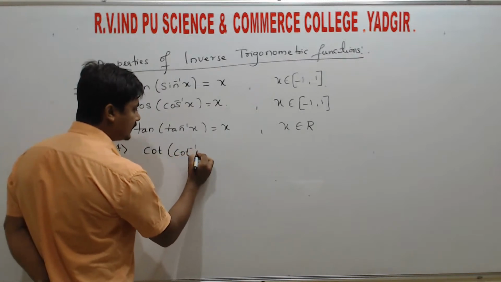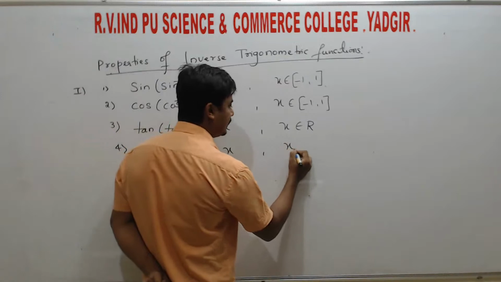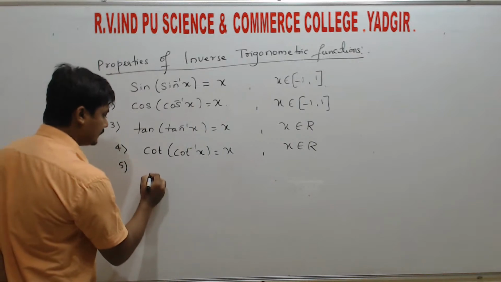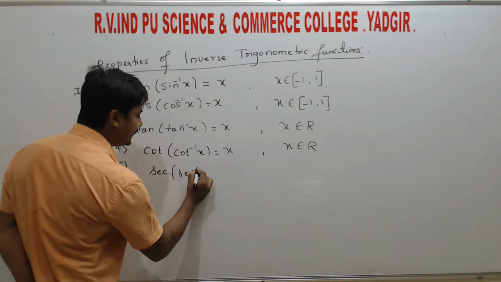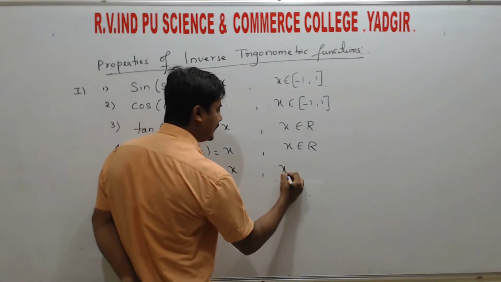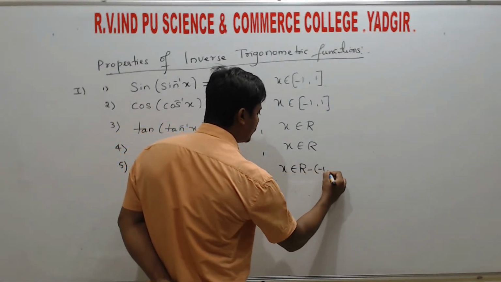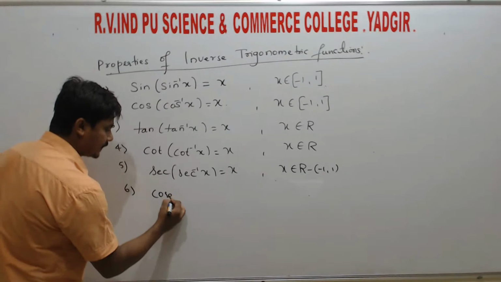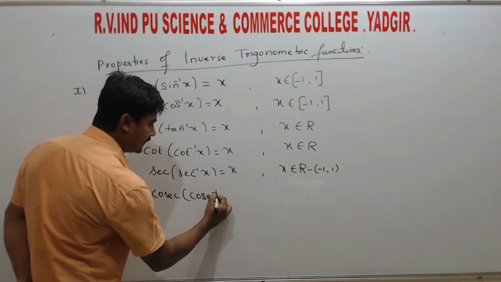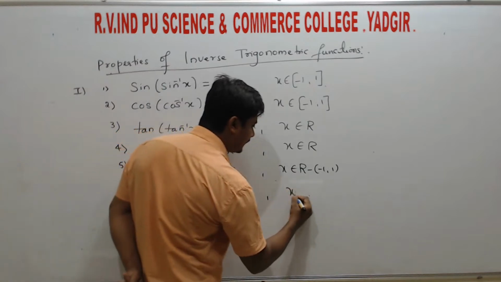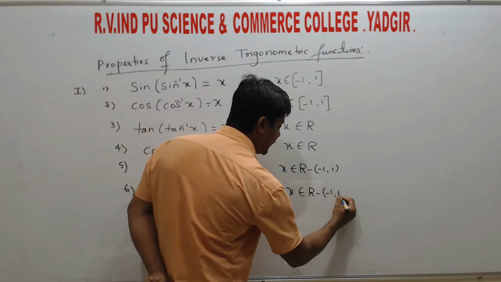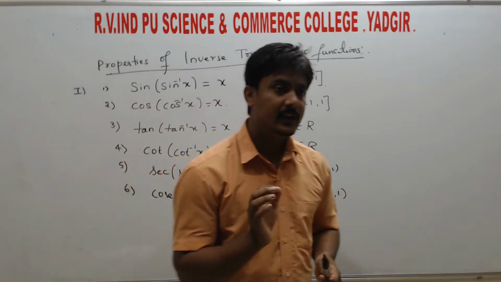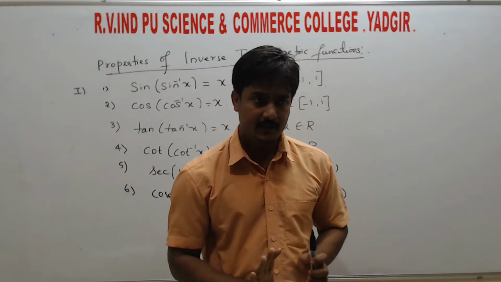Cot of cot inverse x is equal to x where x belongs to R. Secant of secant inverse x is equal to x if x belongs to R minus the open interval minus 1 to 1. Cosecant of cosecant inverse x is equal to x where x belongs to R minus the open interval minus 1 to plus 1. In our last session, we saw the domain of each of the inverse trigonometric functions, isn't it?